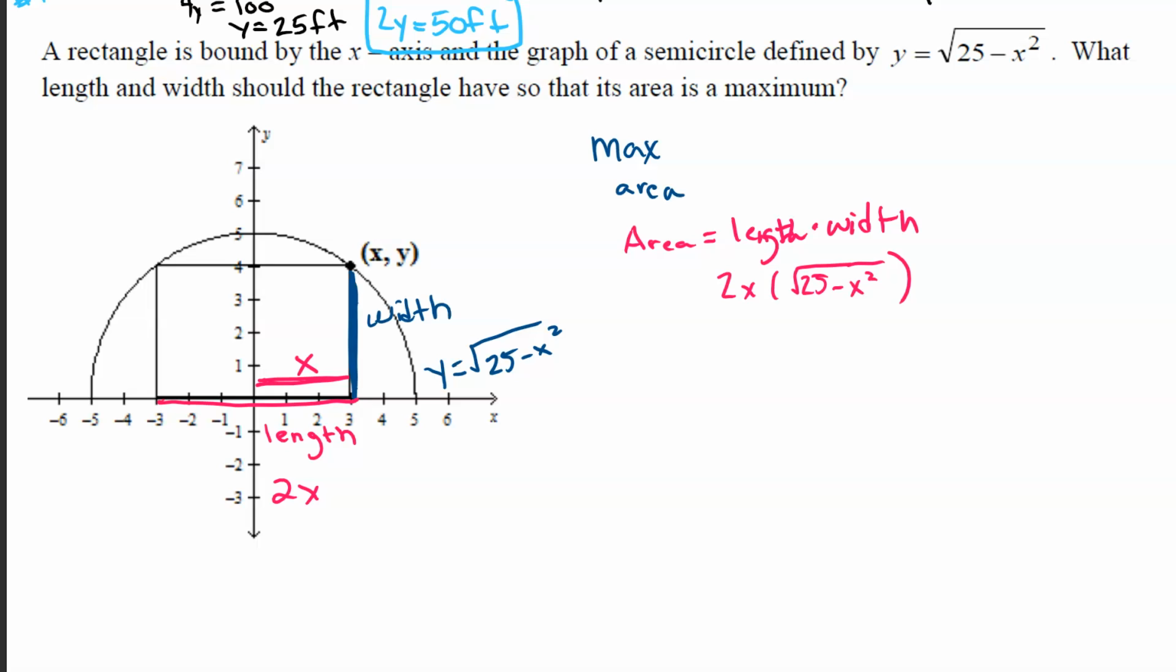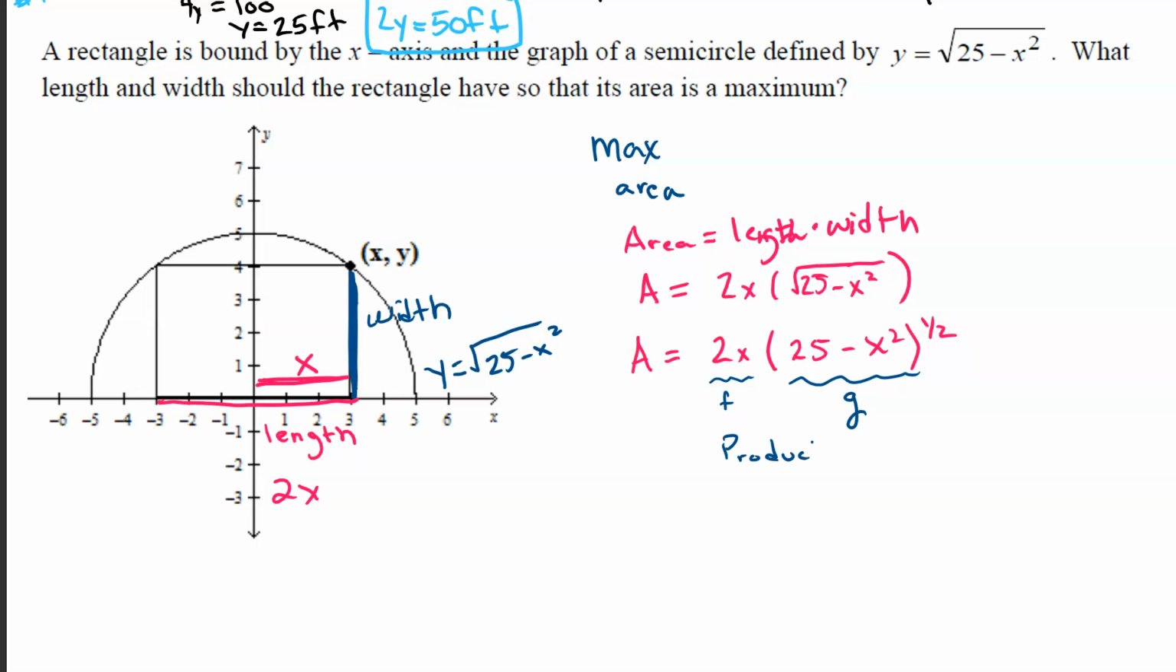This one's gonna be a little messy, folks. So let's rewrite this as 2x times 25 minus x squared to the 1/2. We can't distribute that 2x because we have that square root there. But we do have an equation that already has one independent variable, so we're ready to go to the maximizing step. However, we have two pieces here, an f and a g, so we're going to need to use the product rule.